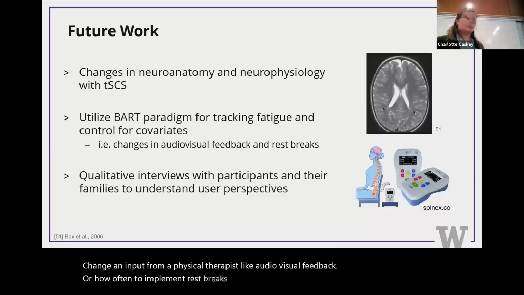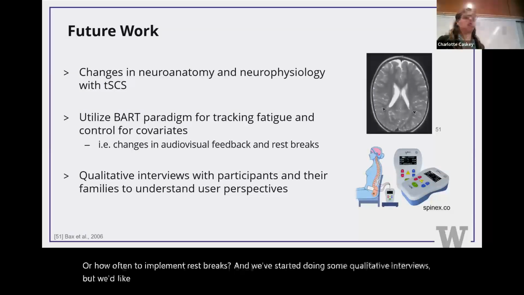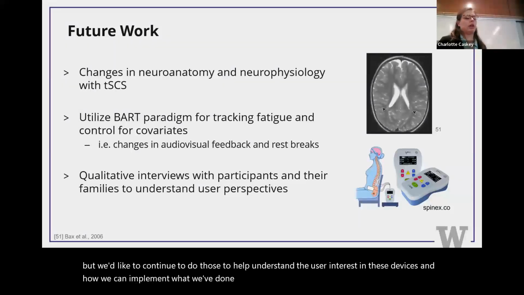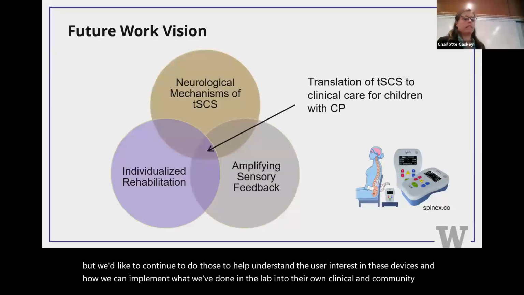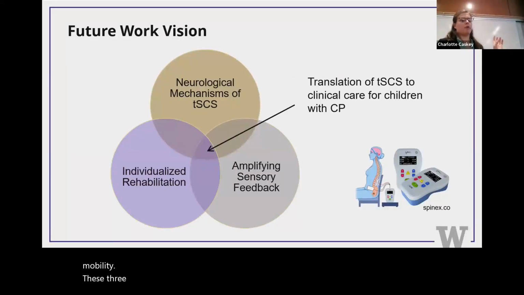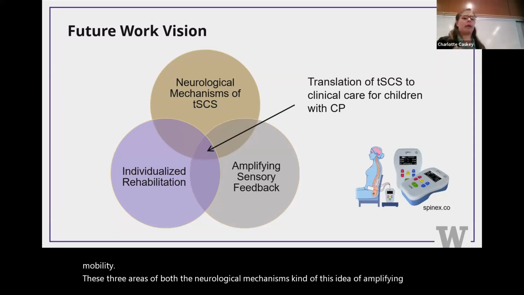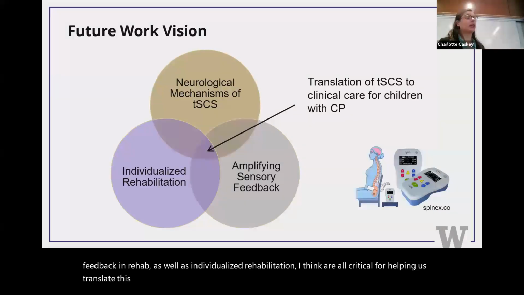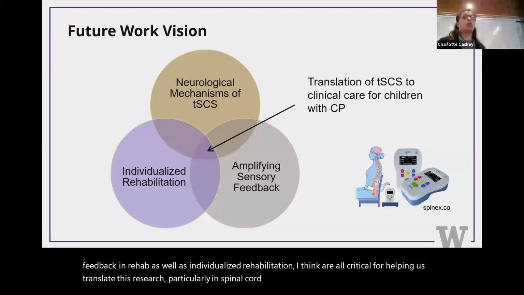And we've started doing some qualitative interviews, but we'd like to continue to do those to help understand the user interest in these devices and how we can implement what we've done in the lab into their own clinical and community mobility. These 3 areas, the neurological mechanisms, this idea of amplifying sensory feedback in rehab, as well as individualized rehabilitation, I think are all critical for helping us translate this research, particularly in spinal cord stimulation, to clinical care for children with cerebral palsy.